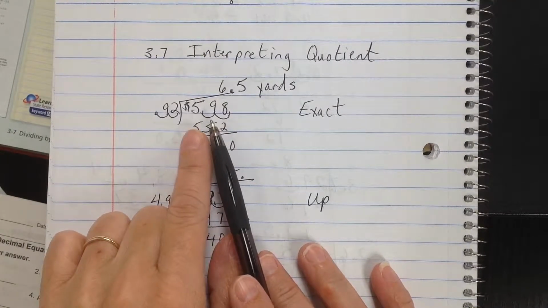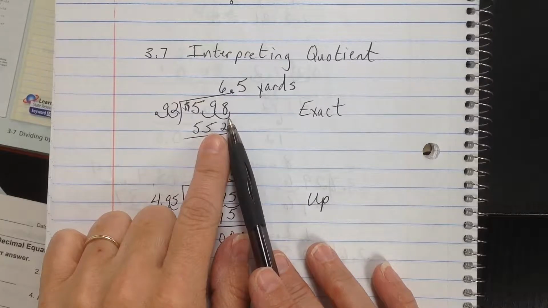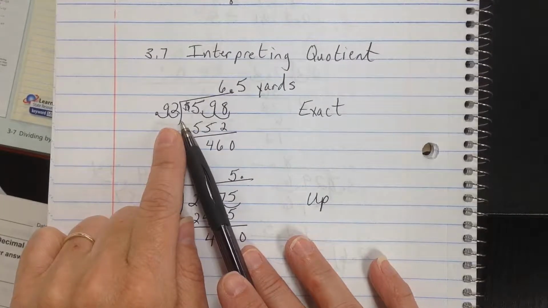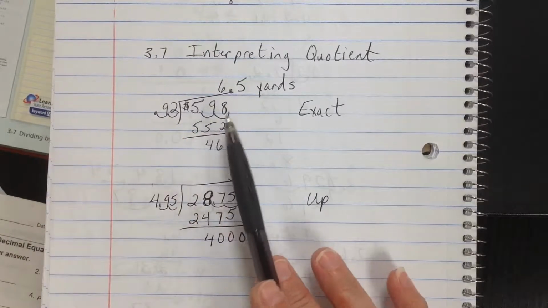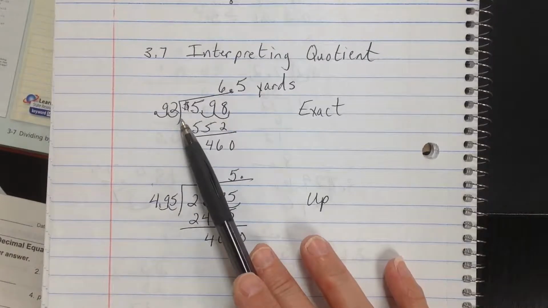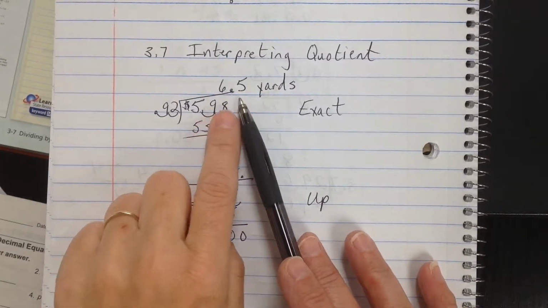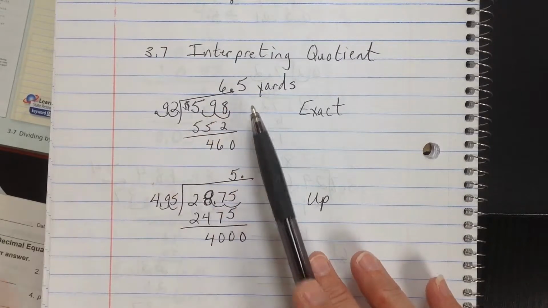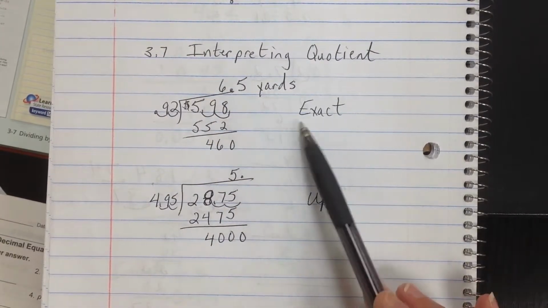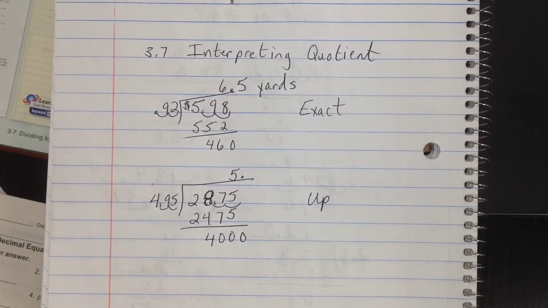I'm spending $5.98 and I am purchasing something that costs 92 cents per yard. So it could be ribbon or something like that. I spend $5.98 to get ribbon that's 92 cents a yard. When I divide, I get an answer of 6.5. It asks me how many yards I got, and I would say the exact answer, 6.5 yards.